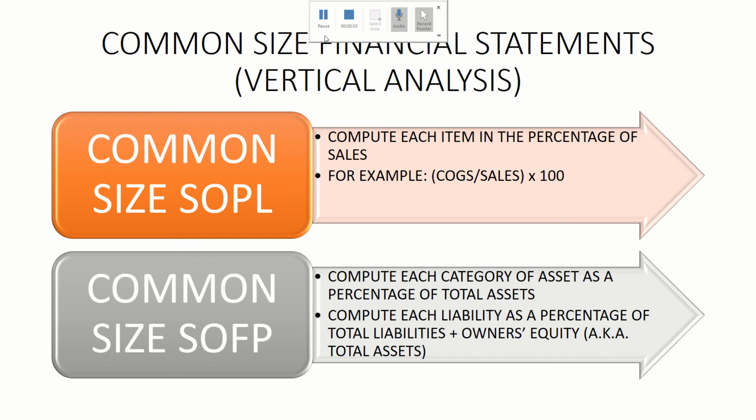Common size analysis, also referred to as vertical analysis, is a tool that investors use to analyze financial statements. Vertical analysis refers to the analysis of specific line items in relation to a base item within the same financial period. For example, in the balance sheet, we can assess the proportion of inventory by dividing the inventory line using total asset as the base item.